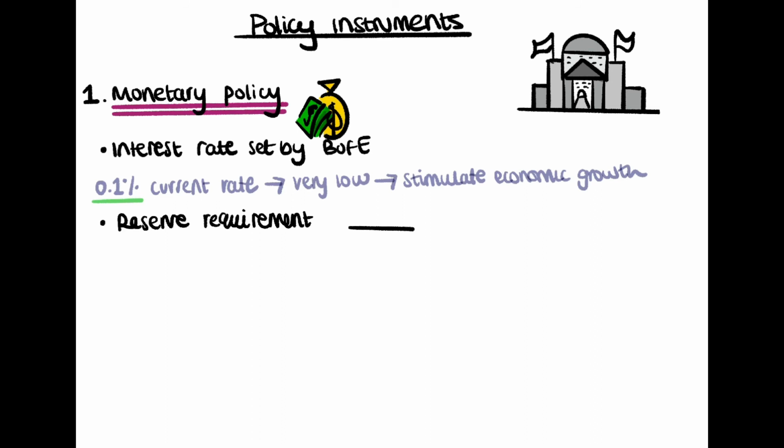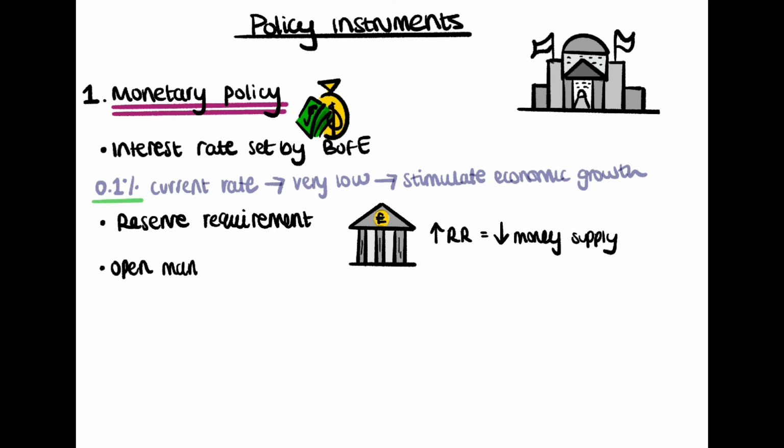This is the minimum amount of cash that banks need to hold in reserves. So if this was to increase, they would have to hold more cash in the banks and there would be less cash in circulation. Therefore, the money supply would reduce.